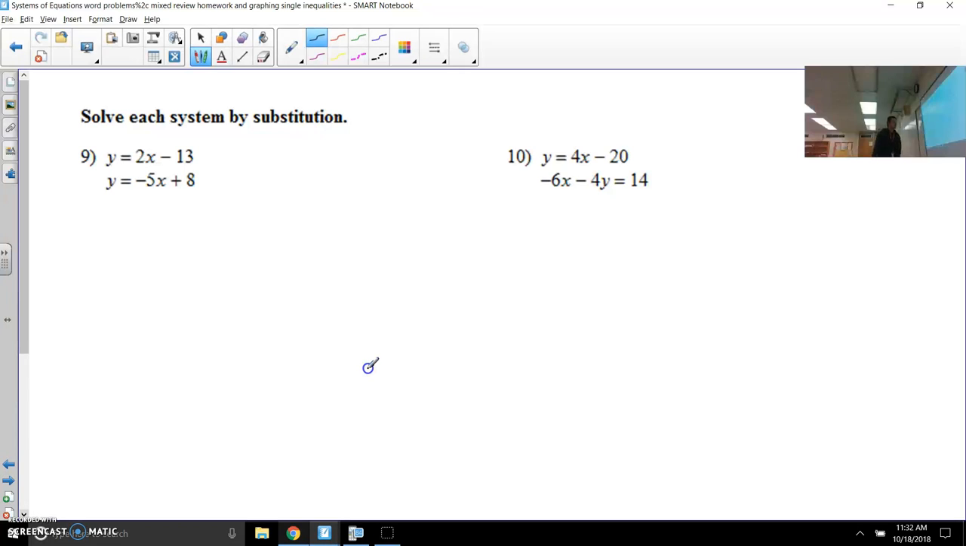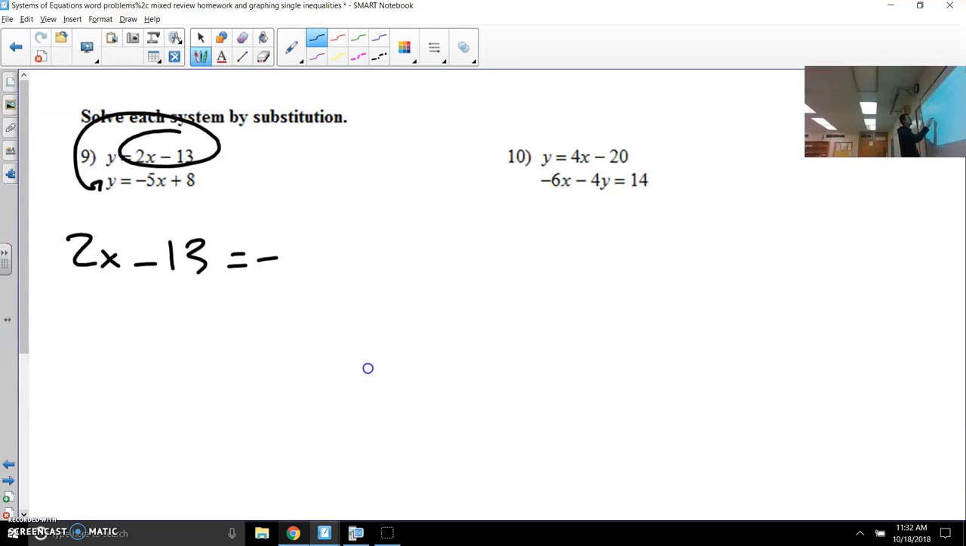Okay, so substitution we talked a little bit about yesterday. We're going to substitute this value in for y. 2x minus 13 equals negative 5x plus 8. That's our first process, is setting it up where these are equal to each other.